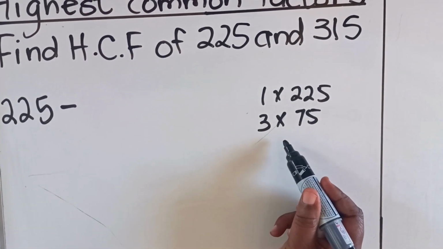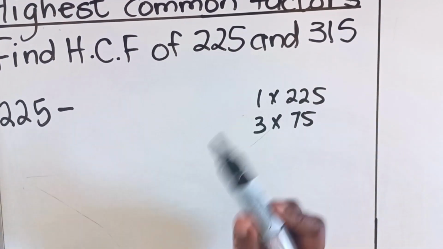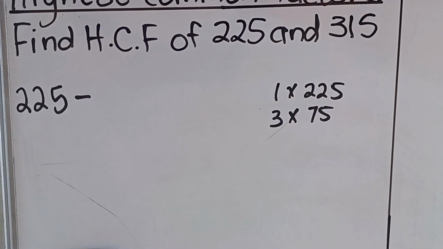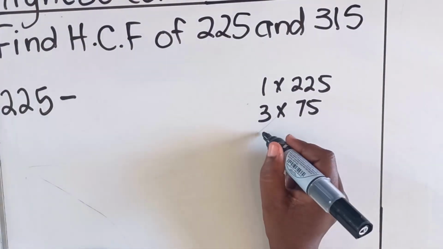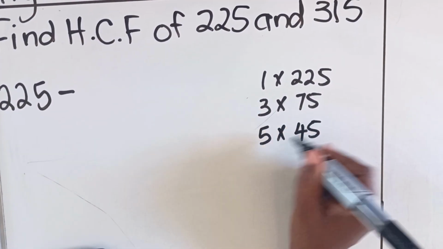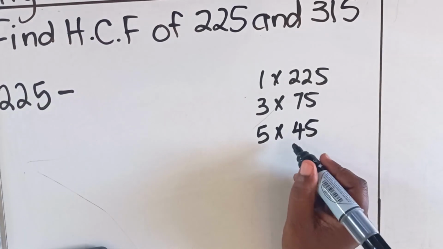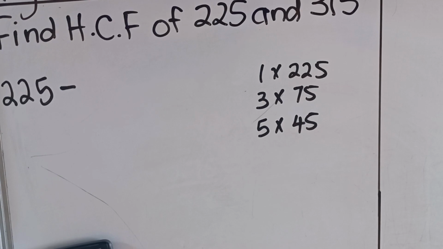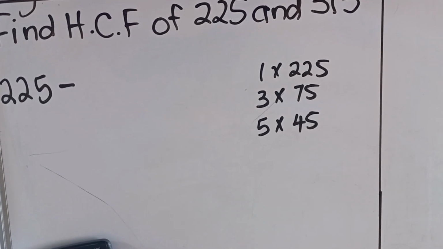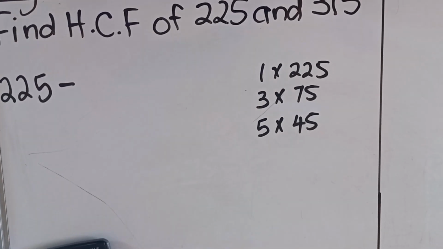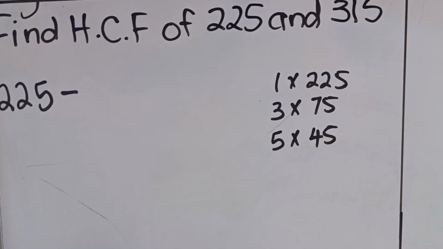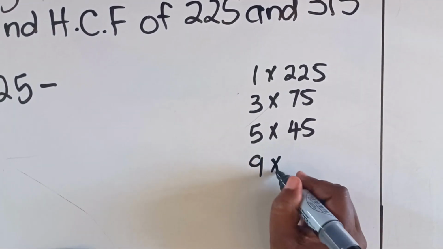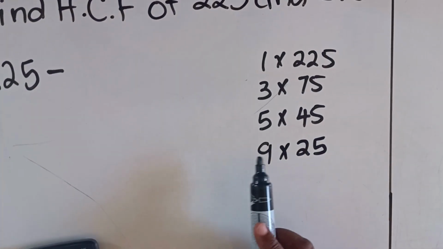And then we go to 4. 4 is even and this one is odd, so obviously it won't be divisible. Then we do 5. You say 225 divided by 5, and you get 5 times 45. 5 times 45 will give you 225. We go to 6. Let's try 7. 225 divided by 7 gives you 32.1. Once it's a point something, it's not a factor. 8 won't be. Let's try 9. 225 divided by 9 is 9 times 25. 9 times 25 will give you 225.